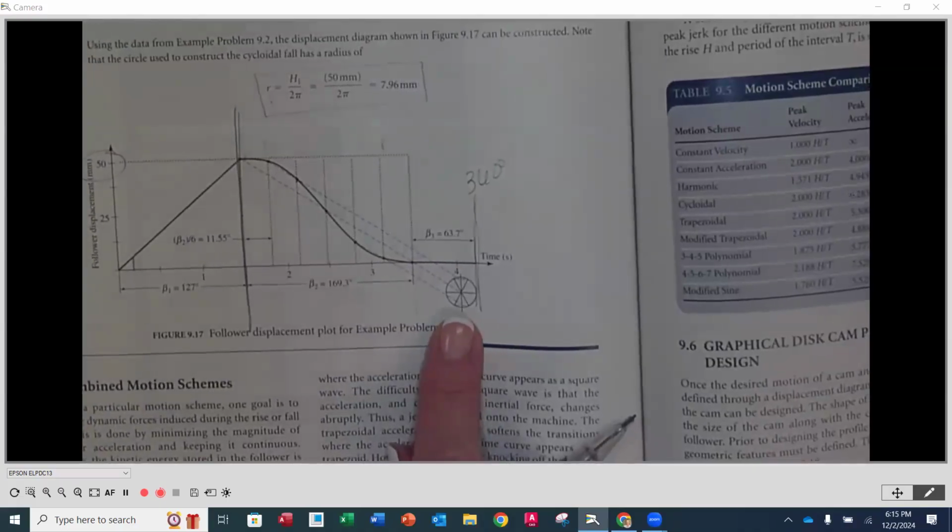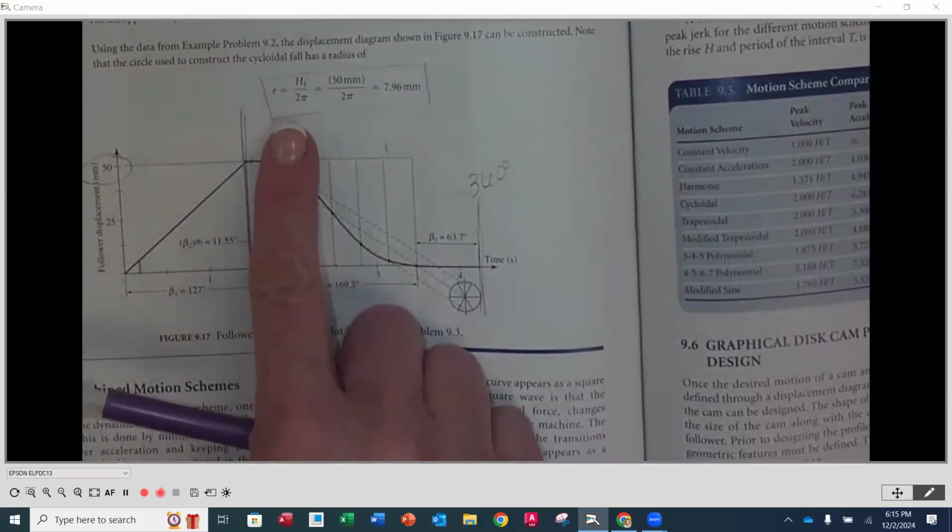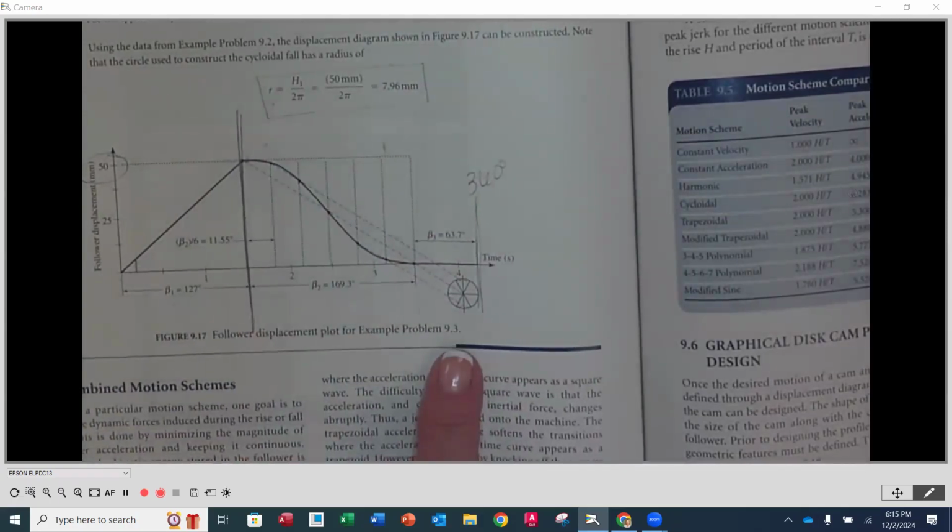So down here at the bottom, you're going to be handing in one calculation for this example, and that is calculating the radius of that circle. The radius of that circle is going to be the height or the rise, divided by 2 pi.